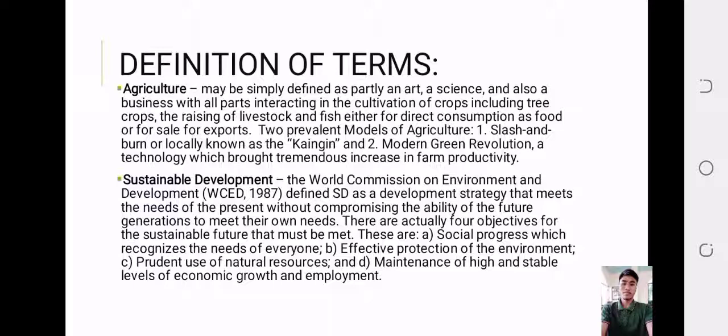There are actually four objectives of a sustainable future that must be met. A. Social progress which recognizes the needs of everyone. B. Effective protection of the environment. And C. Prudent use of natural resources. And the last one is maintenance of high and stable levels of economic growth and employment.